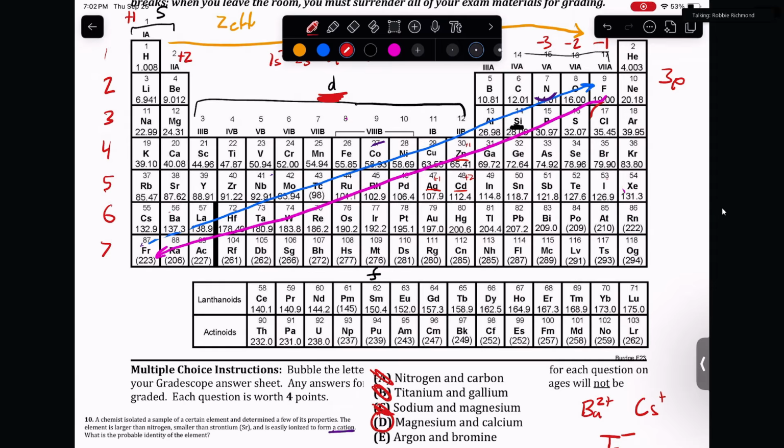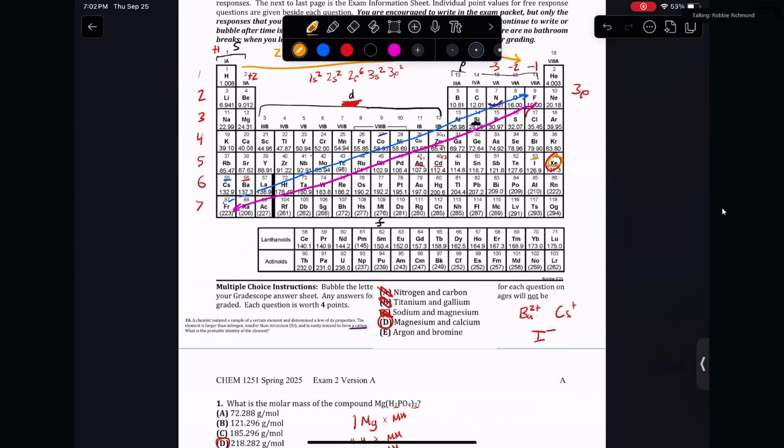So if we have ground state barium and we lose 2, we would have the electron configuration of xenon. If we have cesium and we lose 1 electron, that would also have the electron configuration of xenon. Then for iodine, if we gain 1 electron, that would have the electron configuration of xenon. So how do we determine which one is larger and which one is smaller?